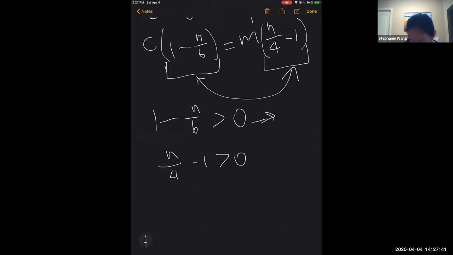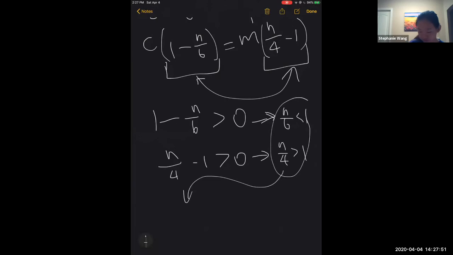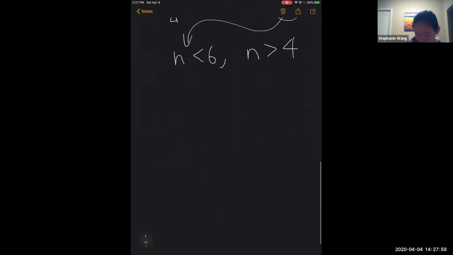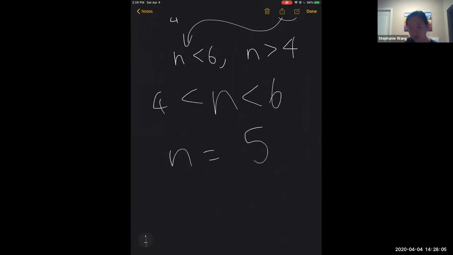n over 6 is less than 1, and rewrite this as n over 4 is greater than 1. And then we rewrite these two inequalities, and we get n is less than 6 and n is greater than 4. So obviously, we know that n has to be between 4 and 6, so that means n is equal to 5. So there are 5 people in her family. Does that make sense to you guys?